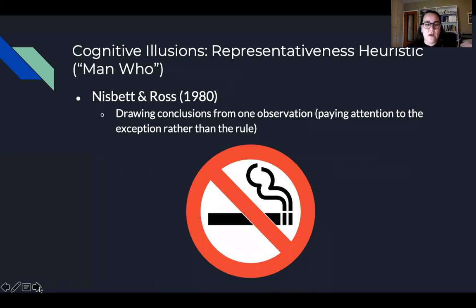And then finally, what are called man-who arguments are another example of the representativeness heuristic going wrong. This was a term that was coined by Nisbett and Ross in 1980. Essentially, it's an argument that is provided by someone who has just been confronted with a summary of a number of cases of something.